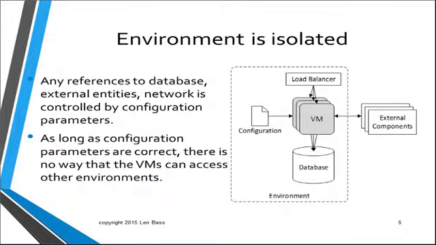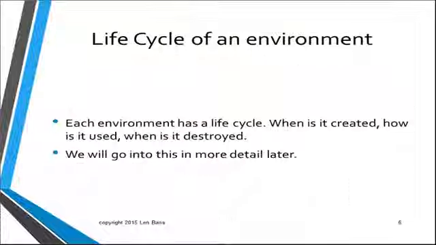So environments should be isolated. References to any database or external entities or the network or IP addresses and things like that are controlled by configuration parameters. As long as the configuration parameters are correct, there's no way that a virtual machine can leave its environment. This is especially important because you do not want the testing environments to impact the production environment. So an environment has a life cycle. An environment is created, it's used, and then it's destroyed. And we'll go into this in more detail later. Just introducing the notion right now.